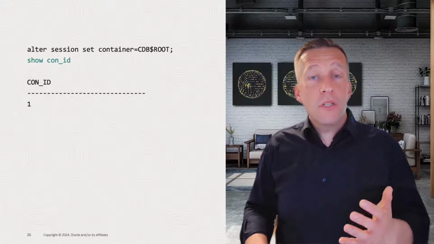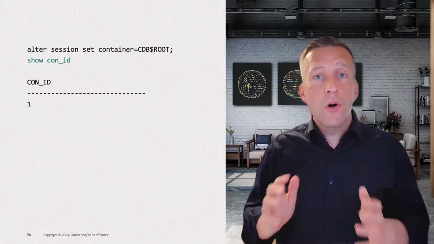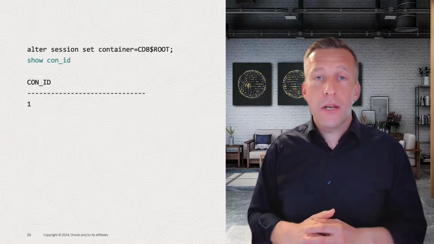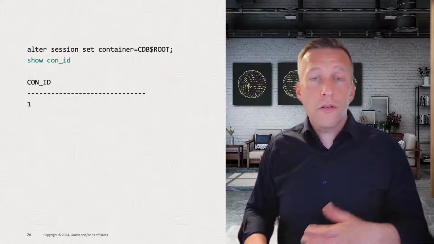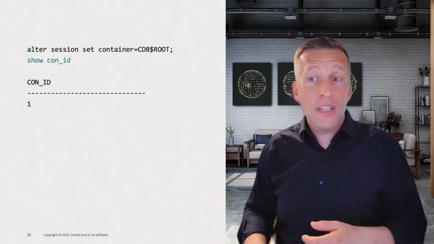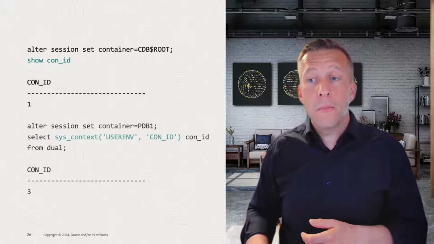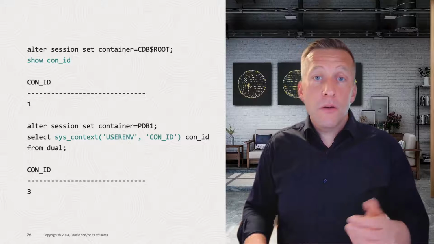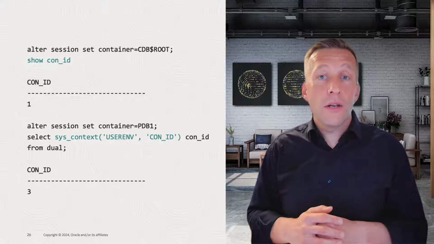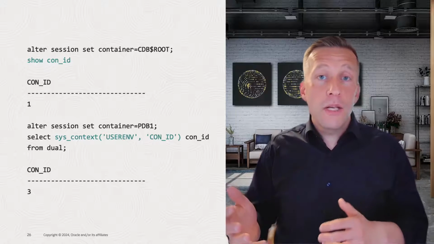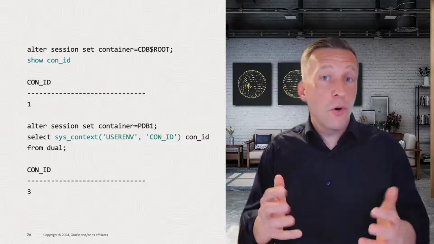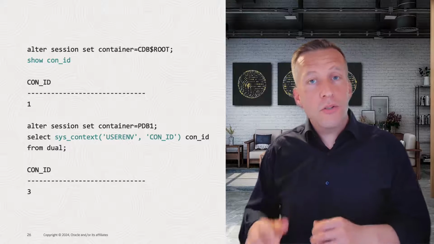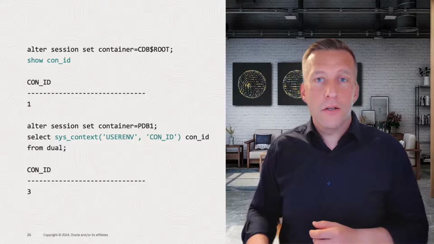If you connect with SQL or SQL*Plus, you can use the SHOW CON_ID command to see which container I am currently connected to. In this case, it shows 1, so we're in CDB$ROOT. We can also see that from the ALTER SESSION command. If we then move into a different container, there is another function that we can use to return the CON_ID. If you're connecting through ODP.NET or JDBC, you don't have the SHOW CON_ID command, but you can use the SYS_CONTEXT function to also get the CON_ID that you are connected to.